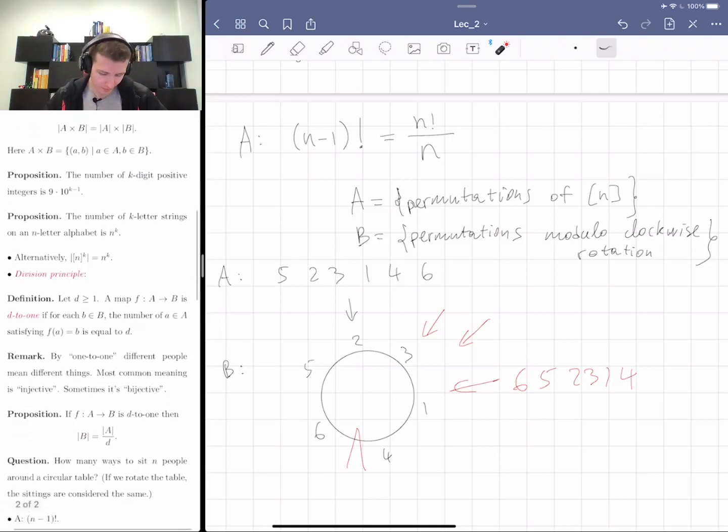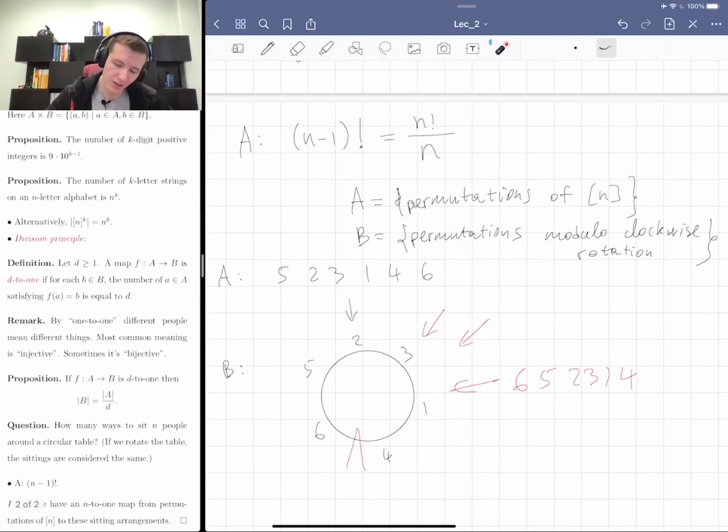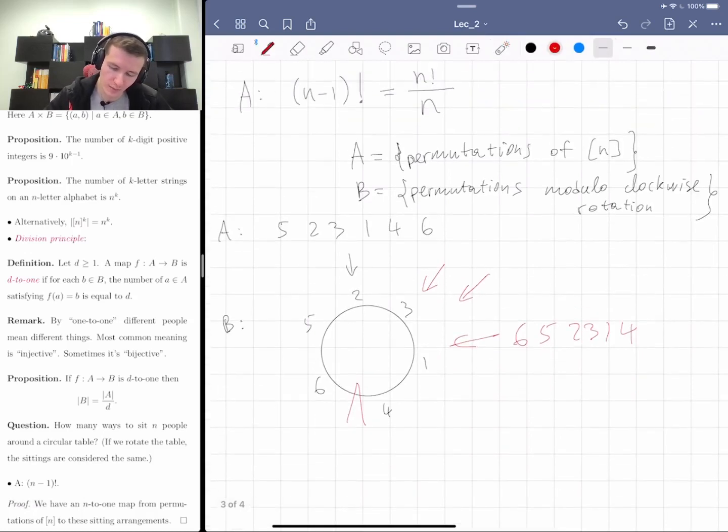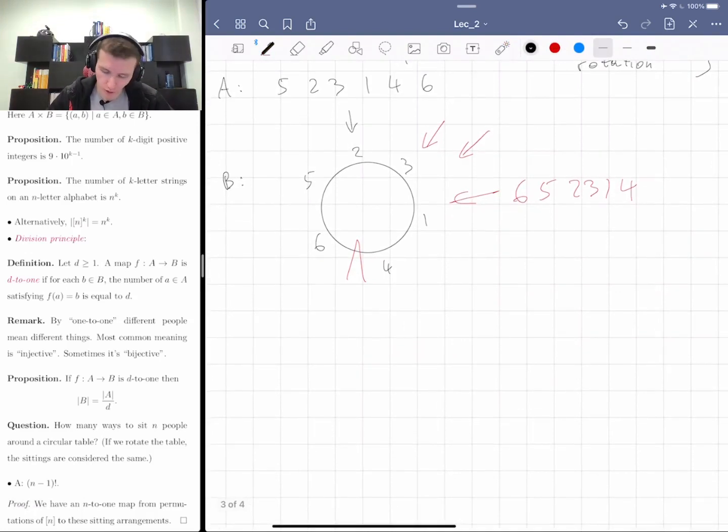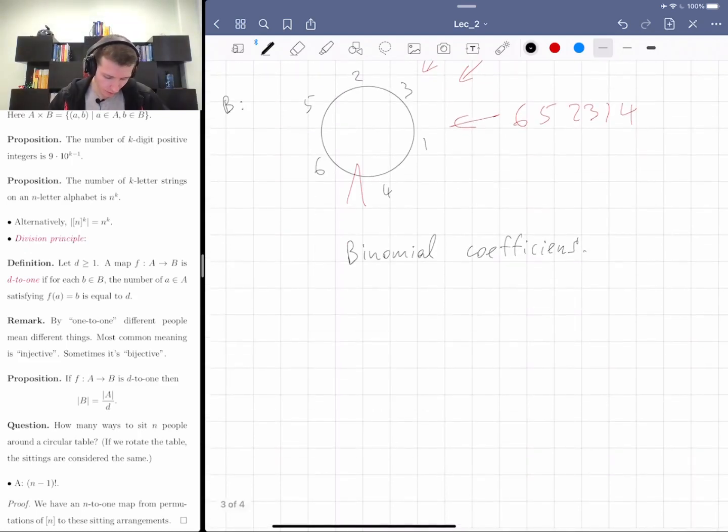That's a nice application. Let me discuss a somewhat more complicated application of the same division principle, which is I'm going to use it to count binomial coefficients. Any questions so far, by the way? All right, no questions. Okay.